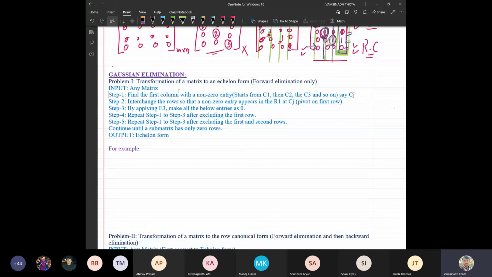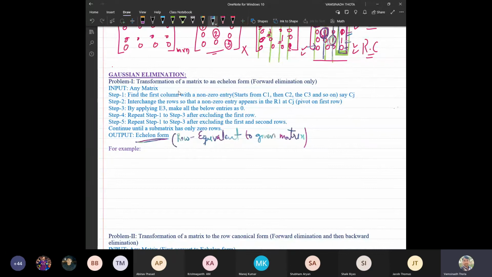So the first thing, the transformation of a matrix. What is the input? We will give a matrix of any order. What should be the output? The output should be in the echelon form, which is basically row equivalent to the given matrix. Why? Because we are doing only elementary row operations, so whatever the output is, it will be row equivalent to the given matrix.